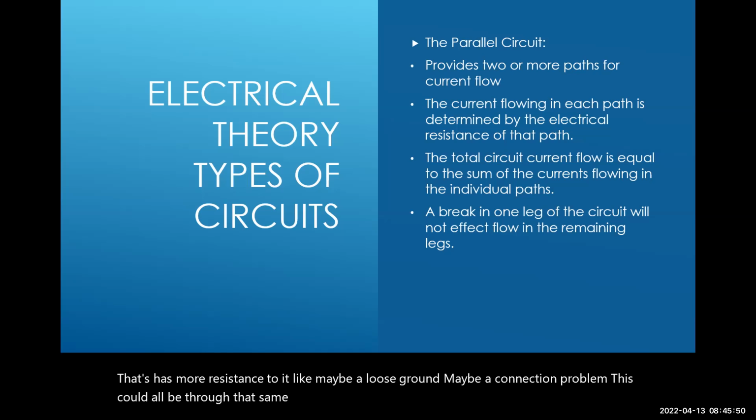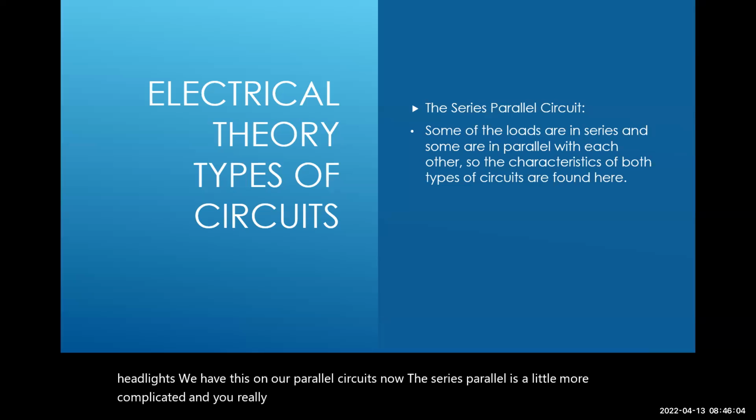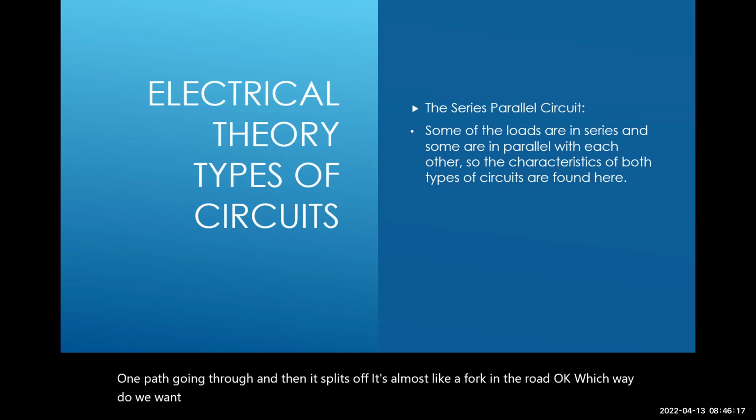But notice we still have that one device that turns on both headlights. We have this in our parallel circuits. Now, the series parallel is a little more complicated, and you really get deeper into this in your electric classes. But an overview of that is we have kind of one path going through, and then it splits off. It's almost like a fork in the road. Okay, which way do we want to go? We're driving down here, and now, okay, we got a single path. Then we're going off whichever direction we want to go.